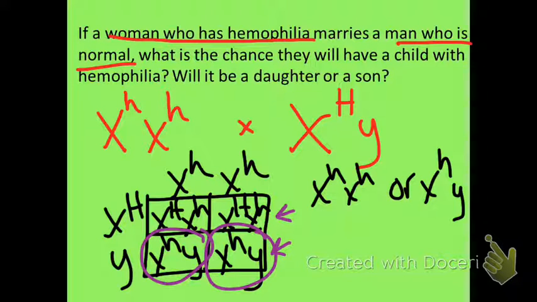So this means there is a 2 out of 4 chance, or a 50% chance, of having a child with hemophilia, and it's going to be a son. So 50% chance, and that child will be a son.